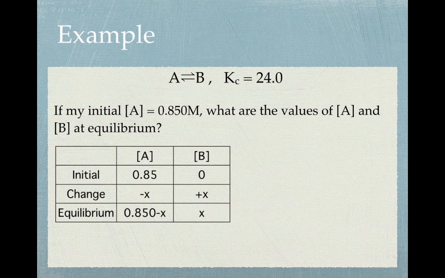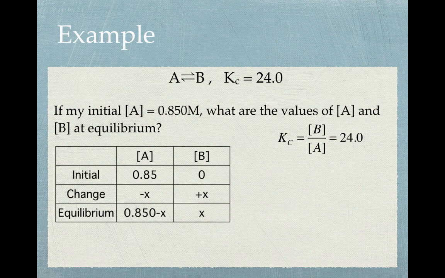So we have 0.85 minus X for our equilibrium concentration of A, and for B we just have 0 plus X, or X, for the equilibrium concentration of B. We set up our equilibrium constant expression. Kc is equal to the concentration of B over the concentration of A, and that's equal to the value of 24 as given to us in the above problem there.